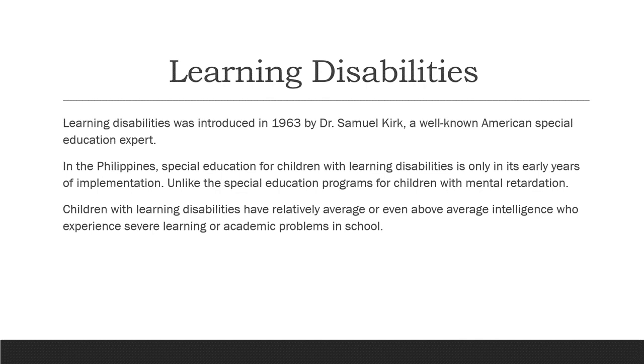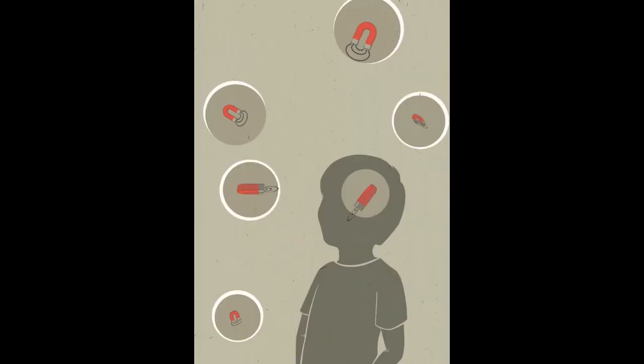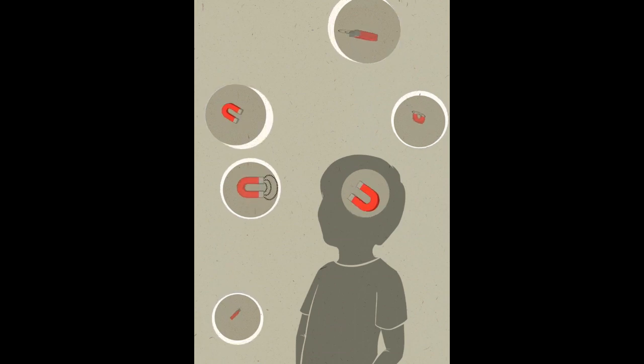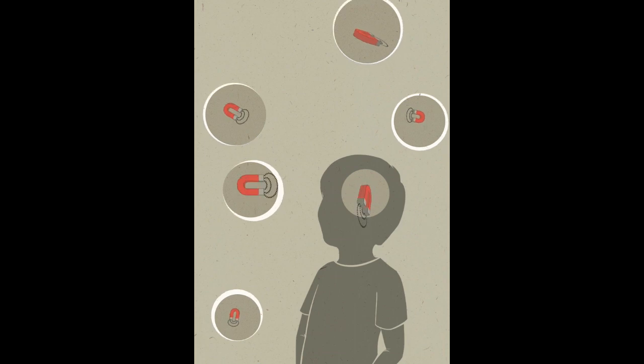Children with learning disabilities have relatively average or even above average intelligence who experience severe learning or academic problems in school. Learning disabilities is a generic term that refers to a heterogeneous group of disorders manifested by significant difficulties in the acquisition and use of listening, speaking, reading, writing, reasoning, or mathematical abilities.